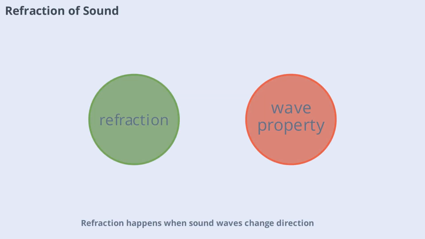Refraction happens when sound waves change direction as they pass from one medium to another, or when the properties of the medium change, like temperature or density. For example, on a cool night, sound can travel farther because the air near the ground is cooler than the air above, bending the sound waves downward. Refraction explains why sounds sometimes seem louder or quieter depending on the weather.